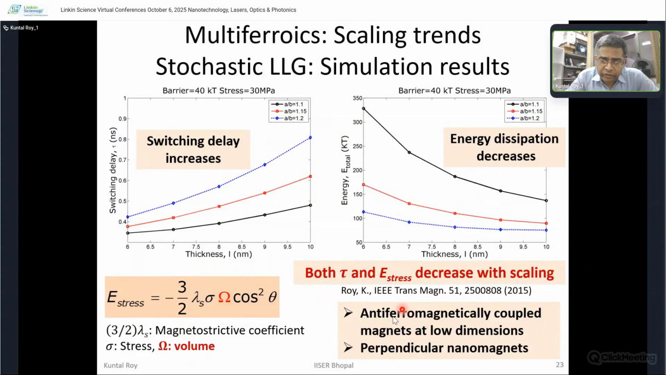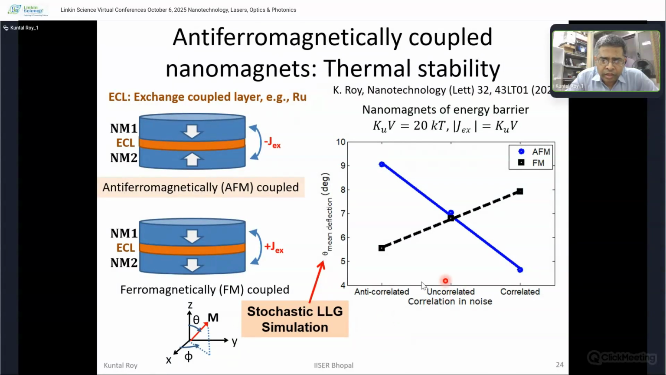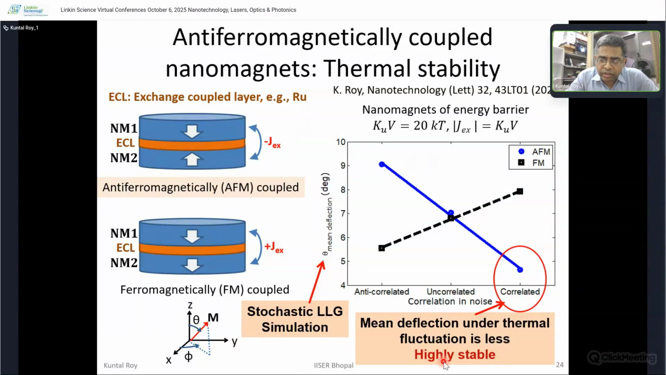That is how antiferromagnetically coupled nanomagnets at low dimension, that is a recent development. Here we have shown that in the presence of correlated noise, because these two nanomagnets are very nearby, we have an exchange coupled layer between the two nanomagnets, and they are exchange coupled. This is called indirect exchange, the well-known RKKY interaction. So these two magnets will experience the very same noise. That's why it is called correlated noise. With correlated noise, it turns out that these are very highly stable. The mean deflection decreases. Deflection decreasing means stability is more. We did some stochastic LLG simulation to understand that. That's why it is very highly stable.